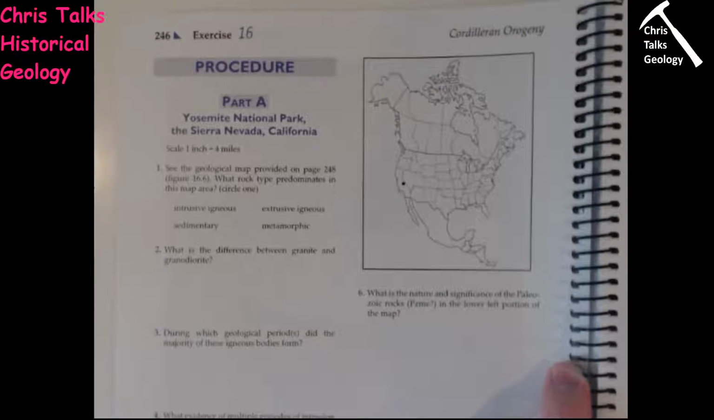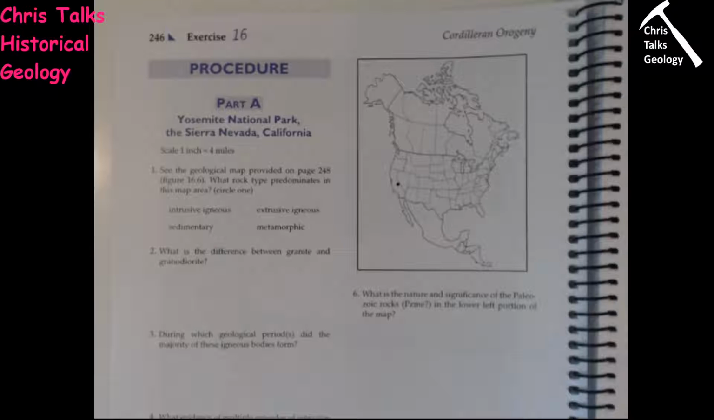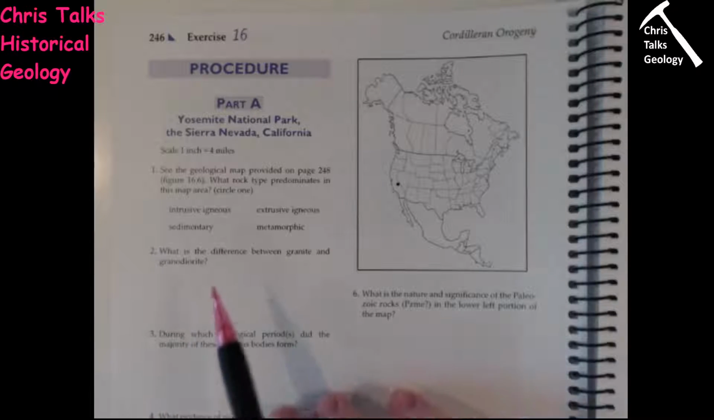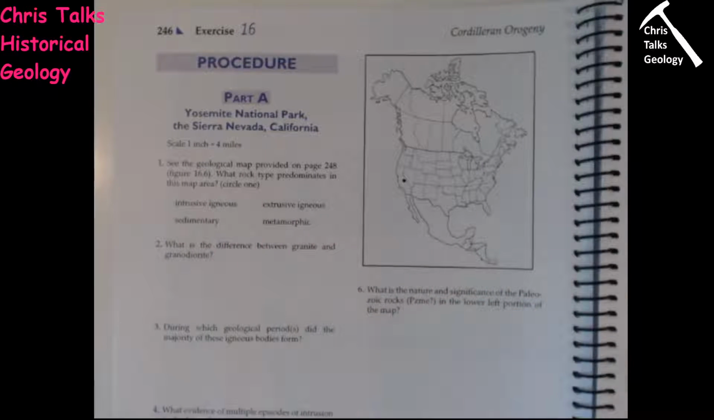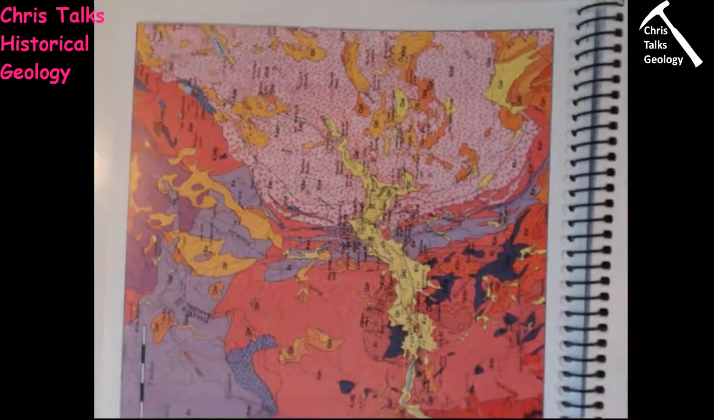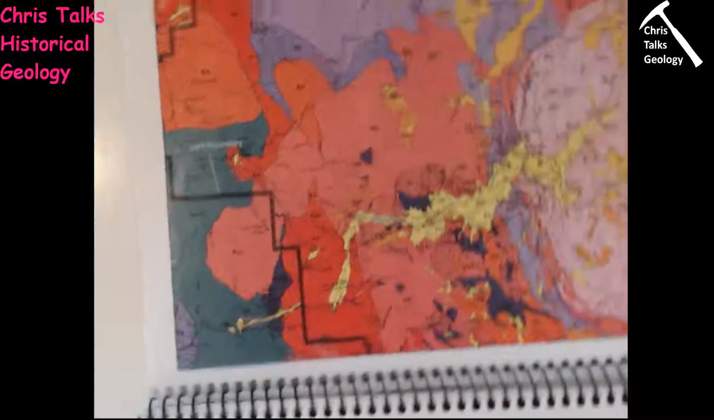Okay, so part A. What have we got for part A? Part A is a relatively straightforward opening. So part A, question 1. We're going to look at the geologic map provided on page 248. So here we go, this is the geologic map provided on page 248.